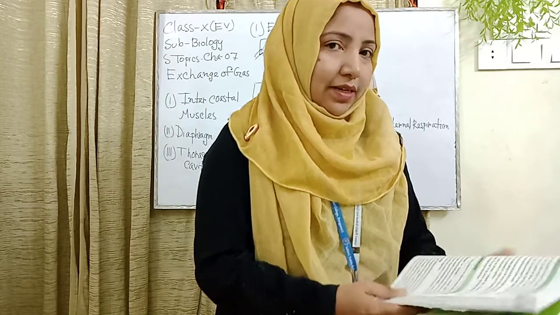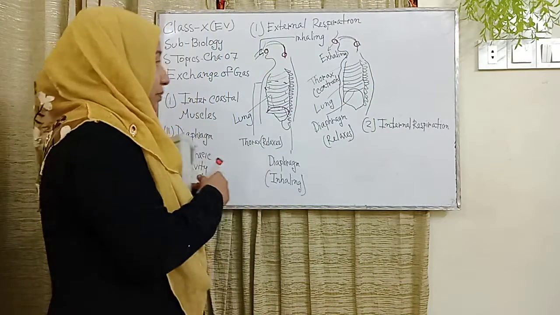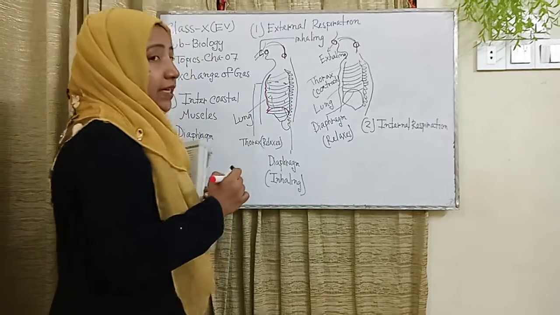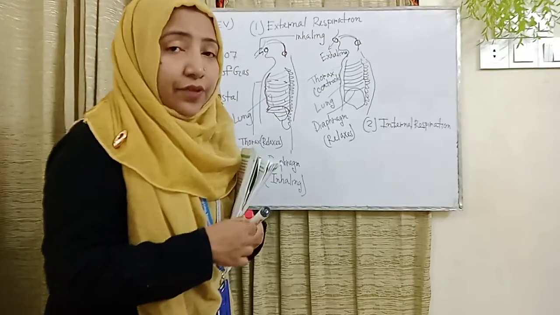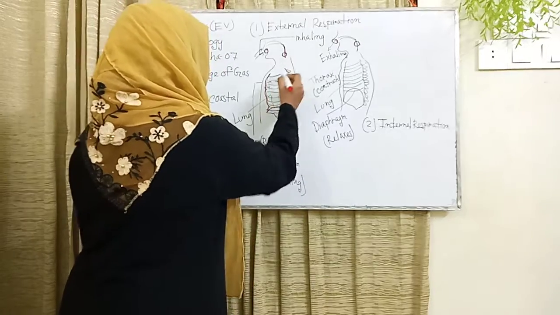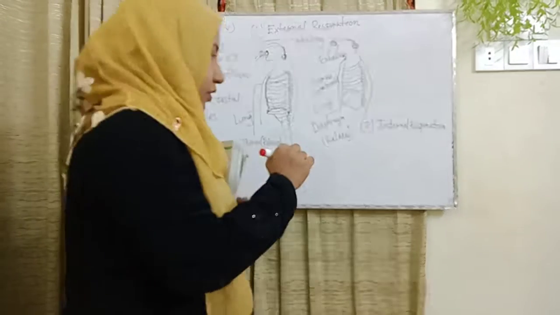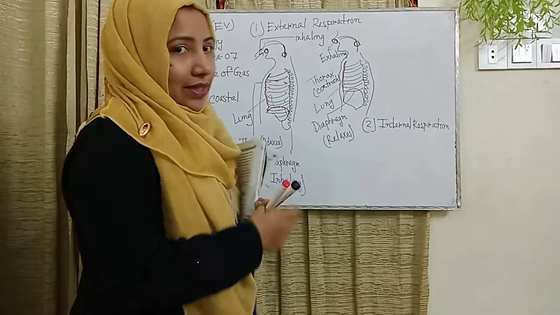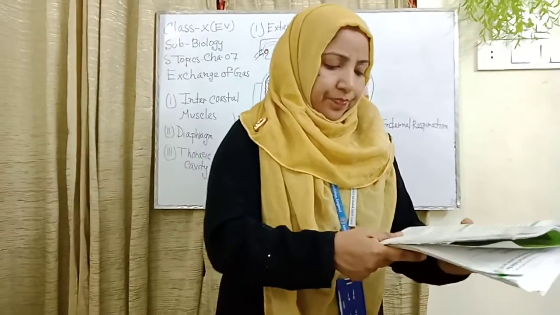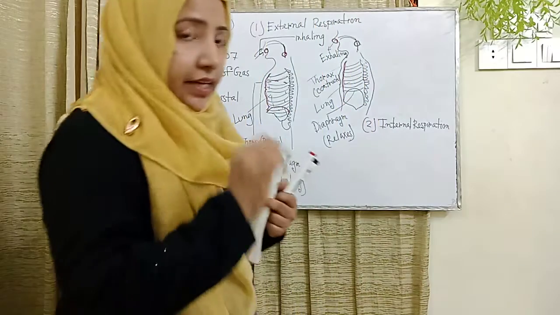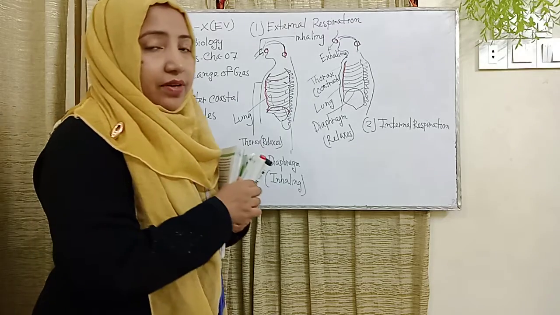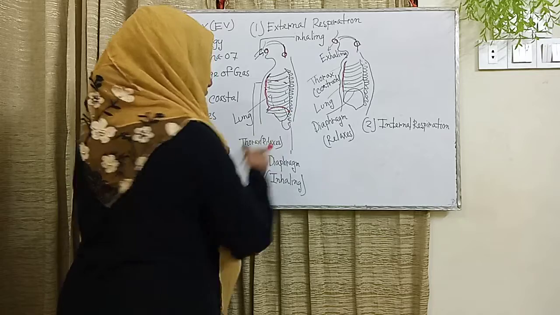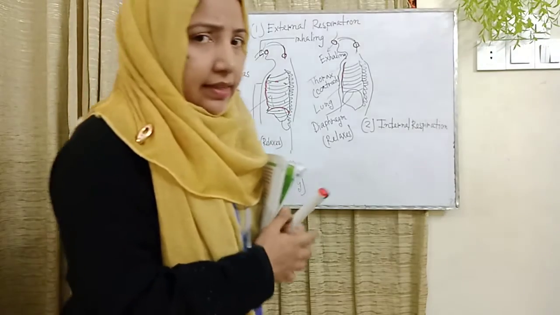The intercostal muscles, which I also explained previously. This structure is the intercostal muscles, and this structure is the rib. The intercostal muscles and the diaphragm contract. Then what happens?